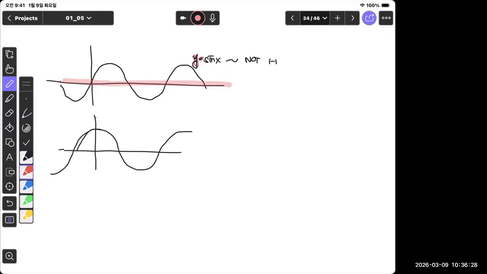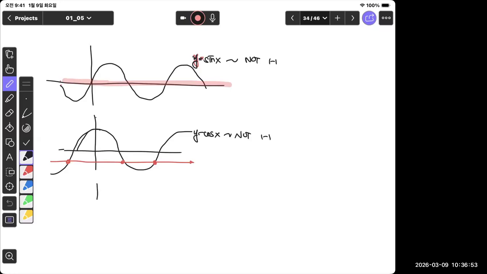And in the case of the cosine, we have a similar situation. When I draw the horizontal lines like this, then we get multiple intersections. Since the sine and cosine are periodic functions, we have infinitely many intersections. So that means y equals cosine x is not one-to-one either.